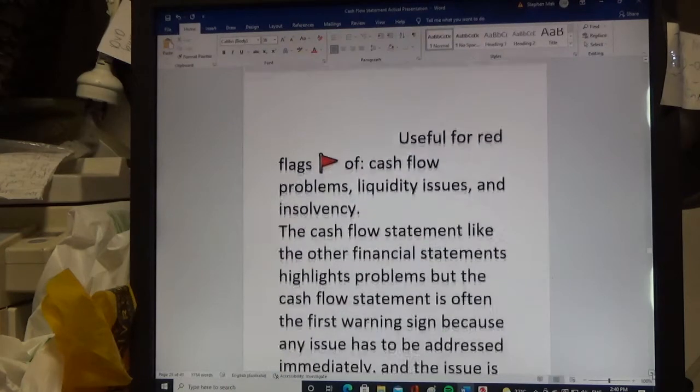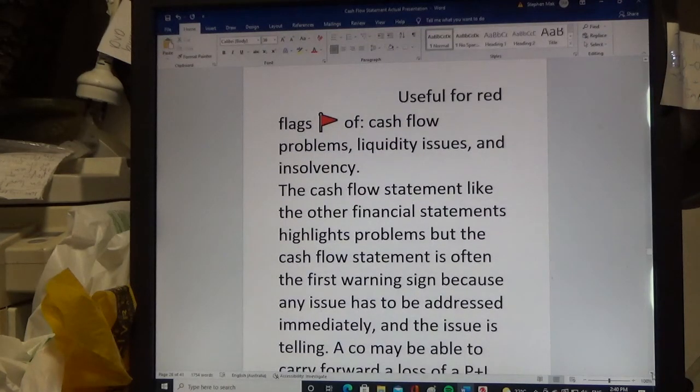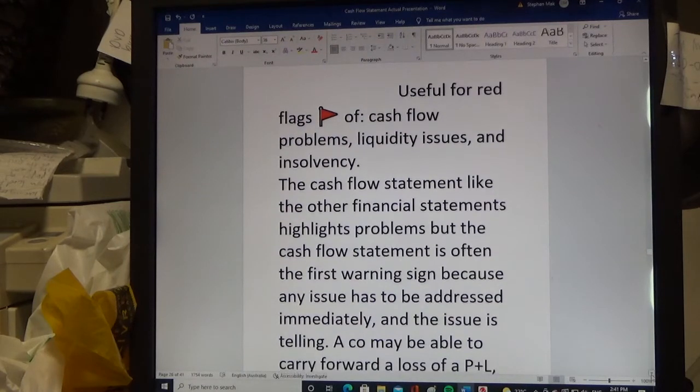So there could be red flags too in another corporate entity or company or sole trade or partnership of cash flow problems, liquidity issues, the entity's ability to be able to access cash in the short term, liquidity, and insolvency, an inability to pay your debts, both in the short term and perhaps the long term too. So the cash flow statement is a useful financial statement to highlight those issues.